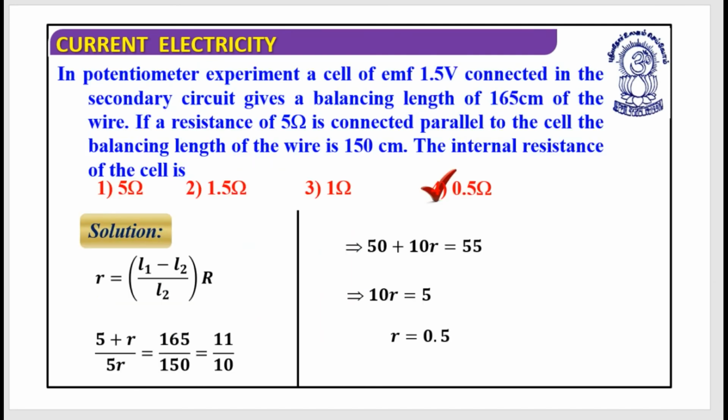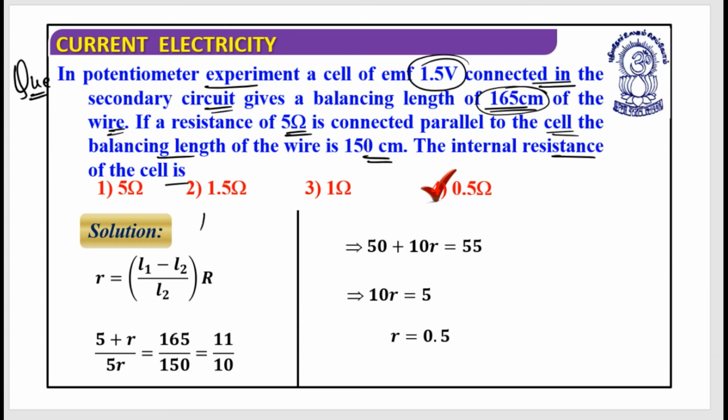Let's look at the next question and do it quickly. This question we have done in the previous example as well. It says in a potentiometer experiment, a cell of EMF 1.5 volt connected in the secondary circuit gave a balancing length of 165 centimeter of the wire. Now, if a resistance of 5 ohm is connected in parallel to the cell, the balancing length of the wire is 150 centimeter. Calculate the internal resistance of the cell.